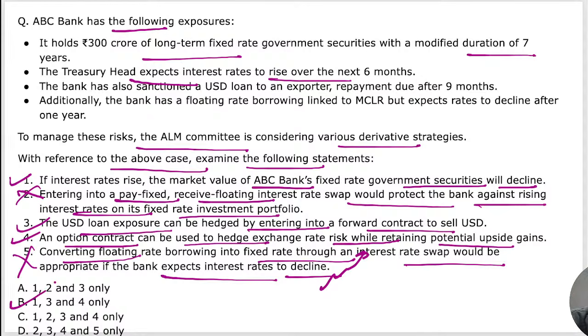1, 3, 4 means option B will be the right answer for this one. Manoj sir, option B should be the right answer. Why is this fifth statement wrong?